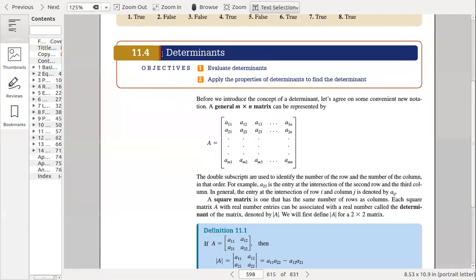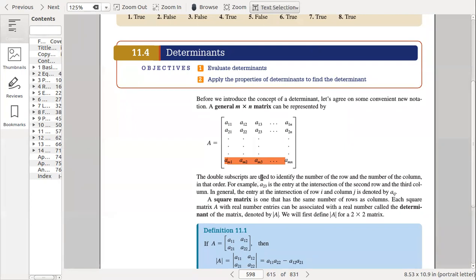So today we discuss determinants of matrices. A general M cross N matrix can be represented with M rows and N columns: first row, second row, and so on, up to the mth row. So in this matrix there are M rows and N columns. That is why the order of this matrix A is M cross N.